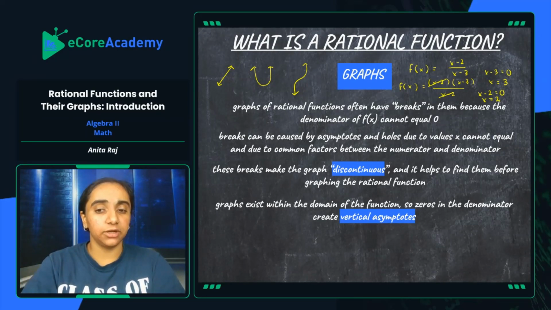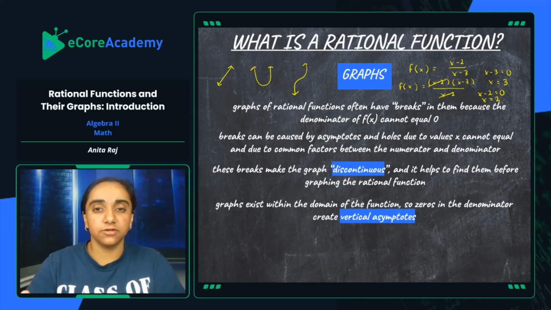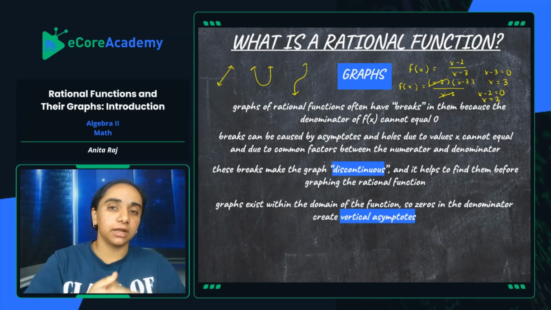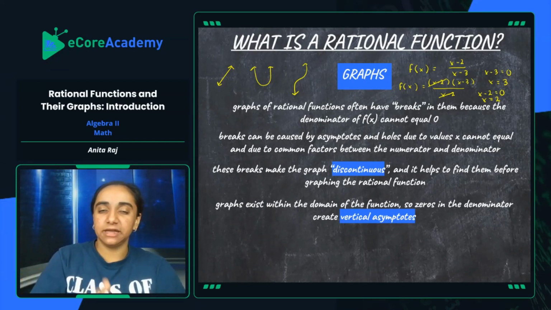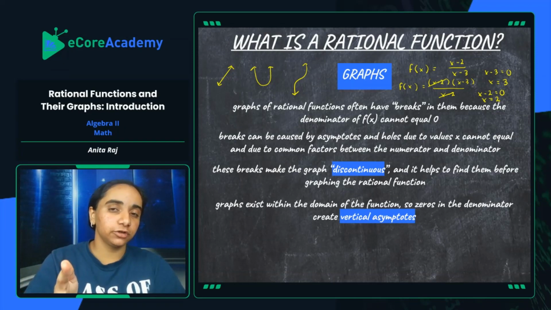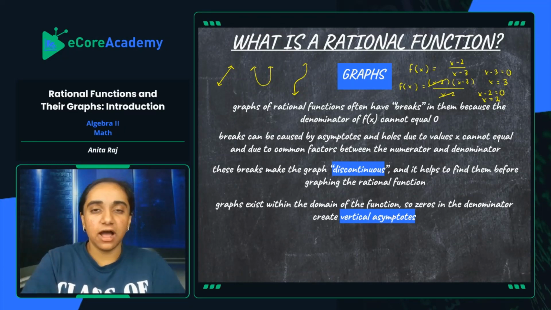So zeros in the denominator create vertical asymptotes. So x cannot equal a certain value because if you plug it in, it creates a 0 in the denominator. The function becomes undefined. You don't have a y-coordinate, so you don't even have a point to plot there. So you end up getting a vertical asymptote. And remember, vertical asymptotes go straight up and down. Usually, the equation for a vertical asymptote is x equals some constant value, x equals 3, x equals -5. It has an undefined slope, and it'll represent the vertical asymptote.